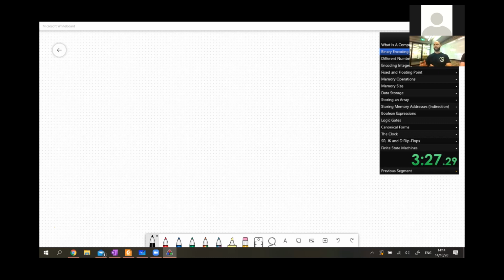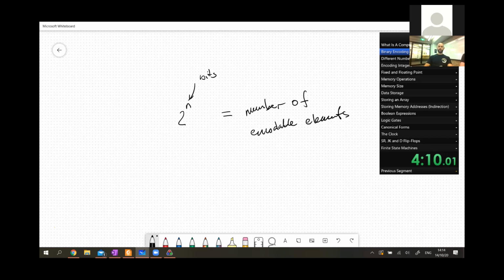So for instance, say we have 100 symbols or something that we want to encode, and we want a different binary encoding for each of those 100 numbers. Well, how many bits do we need to use? Well, the opposite way is given if we know how many bits we have, which is n, 2 to the n is equal to the number of encodable elements. Okay? So if we had 8 bits, it means that we're going to be able to have 2 to the 8 unique combinations, which is 256.